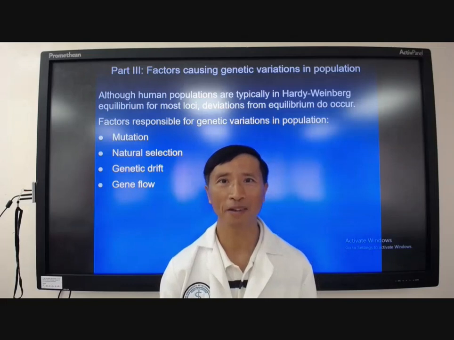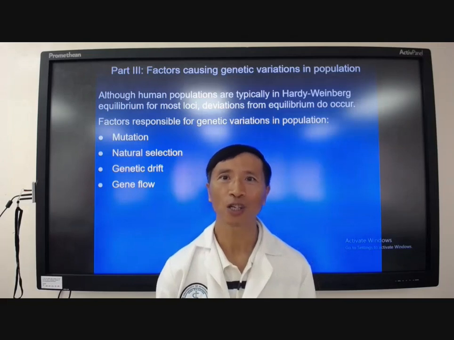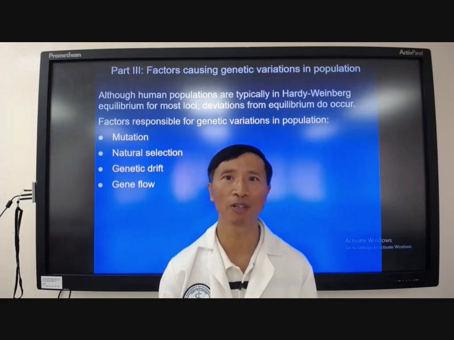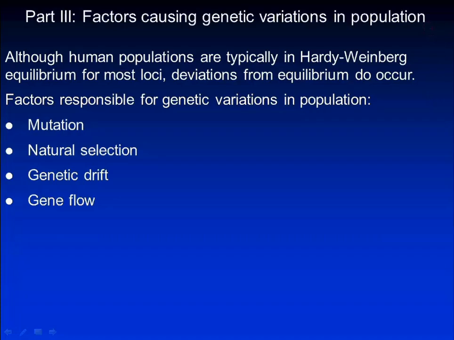Now, let's move to part 3. We will look at factors causing genetic variations in population. Although human populations are typically in Hardy-Weinberg equilibrium for most loci, deviations from equilibrium do occur. Factors responsible for genetic variations in population include mutation, natural selection, genetic drift, and gene flow. Here, mutation refers to new mutation. We will look further at natural selection, genetic drift, and gene flow.